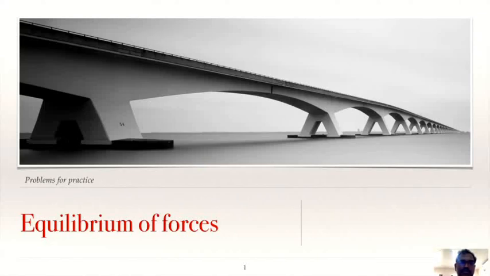In this set of videos, we're going to see the problems that are related to the equilibrium of forces. We have done some problems in the class, and as I told you in the class, the problems are not that complicated. What we are going to deal with here is a little bit more complicated problem. So without wasting any time, we'll directly get into a problem.